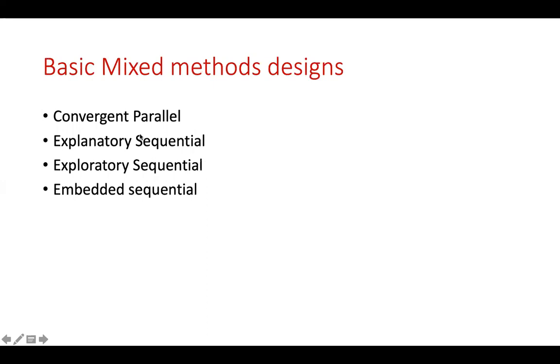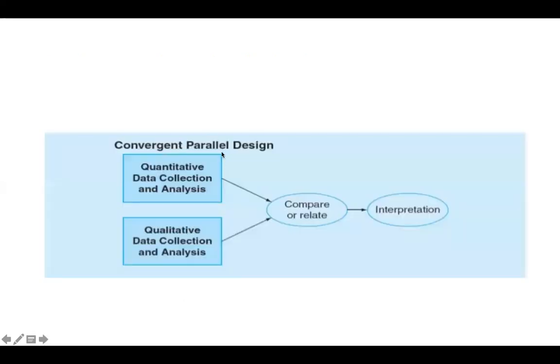So basic mixed methods designs can be grouped into convergent parallel, explanatory sequential, exploratory sequential, and embedded sequential. So in the convergent parallel design, we collect quantitative data and qualitative data together, in parallel. And then we compare and relate the results and interpret the data.